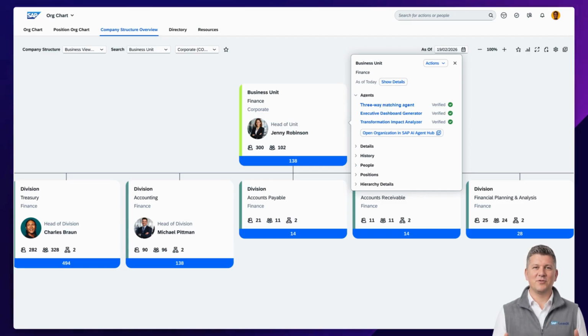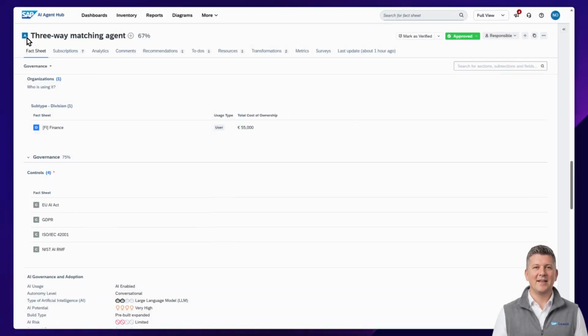This creates a closed governance loop. Every approved agent is not only validated technically, but also formally assigned, transparently visible, and consistently governed across the enterprise structure.